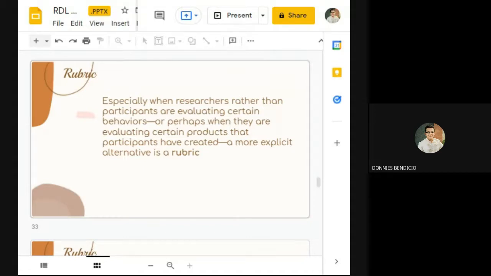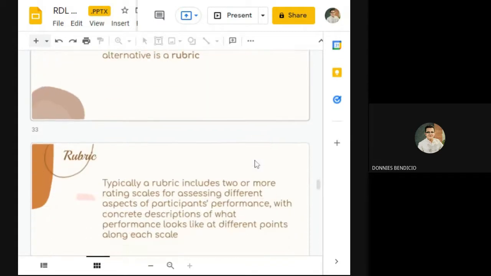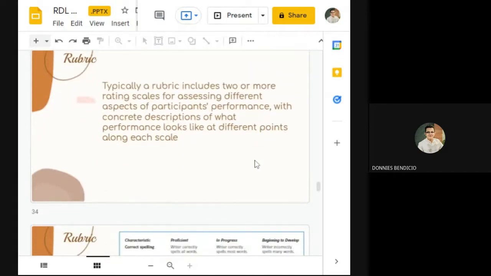So meron kayong halimbawa na pinasa na mga requirements ninyo or essay. So they use rubric to understand better how to grade a certain criteria or to grade certain parts of your product or output. So yeah, typically a rubric includes 2 or more rating scales for assessing different aspects of participants' performance.